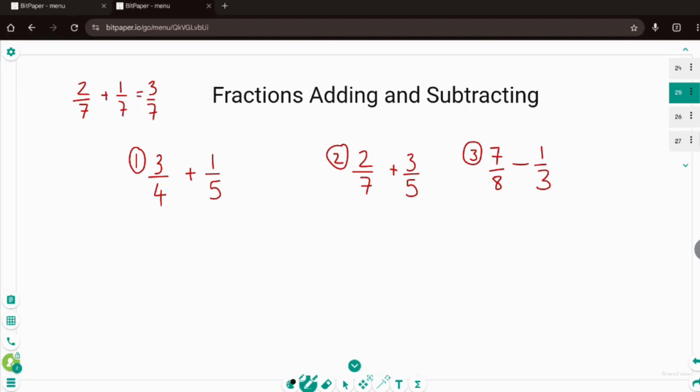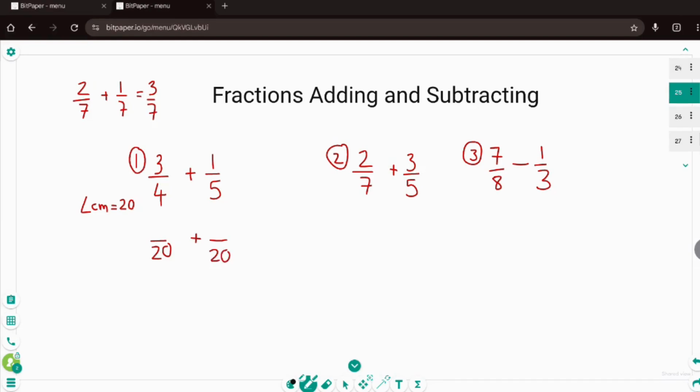So you need to be thinking, well, what's the lowest common multiple of 4 and 5? So if you wrote out your 4 times table and your 5 times table, you would see the lowest common multiple is 20. So we're going to change these both into equivalent fractions out of 20.